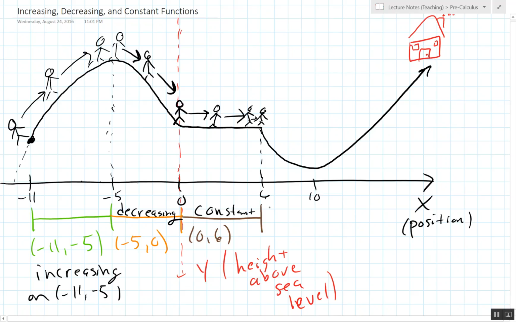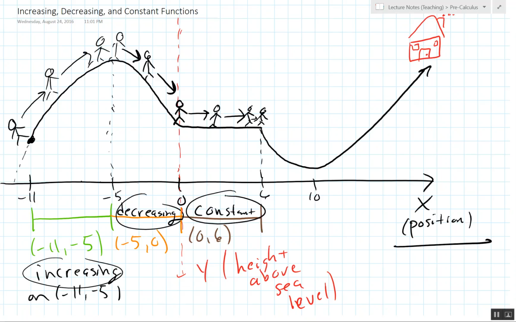So notice that the idea here is that I've never said anything about the y values. You notice I'm consciously not talking about the y values. I am only talking about the x values. And that's because we're really interested in the positions that have these behaviors. We're not actually interested in the actual height.